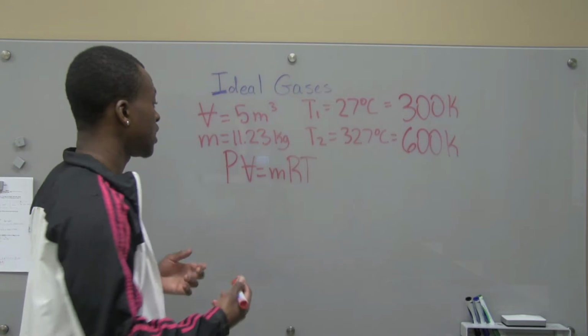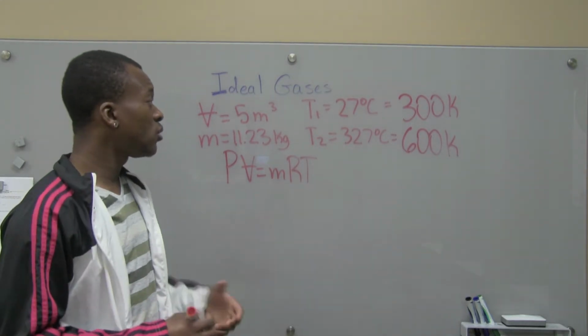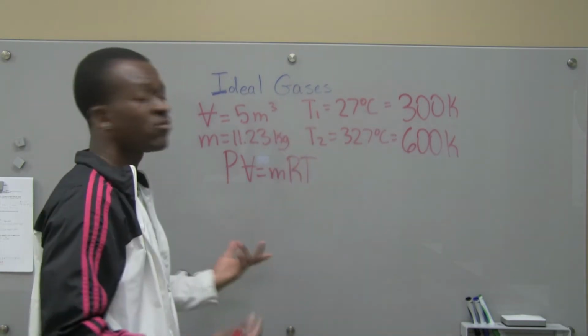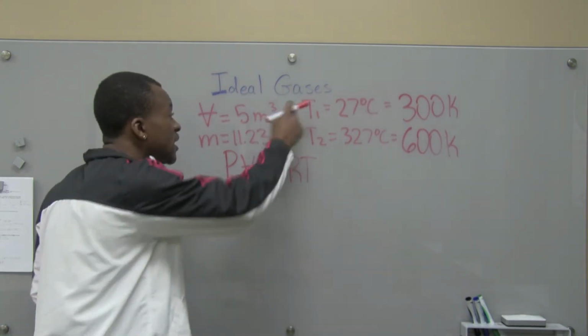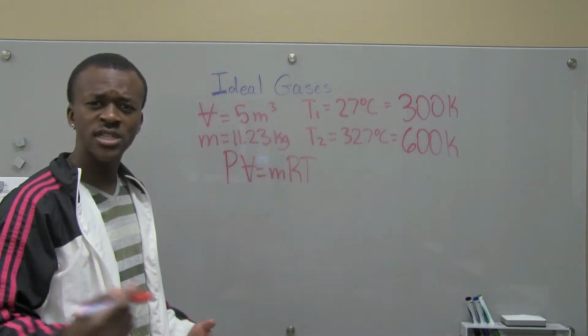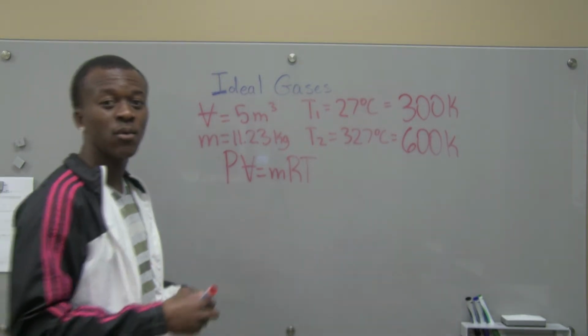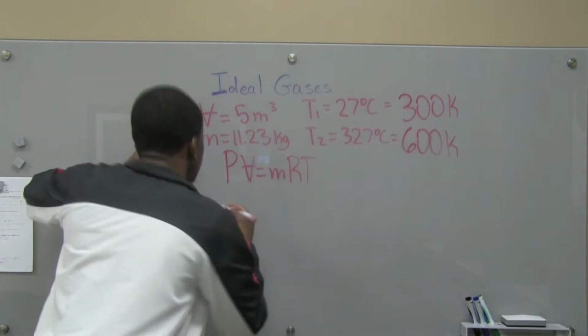That mass is a constant. This R isn't going to change either, right? So the only thing that's changing between state 1 and state 2 in this example, well, pressure is changing, but that's what we're looking for in state 1, right? So which T am I going to use? Am I going to use T1 or T2? I'm going to use T1 because I'm looking for the pressure in state 1, right?